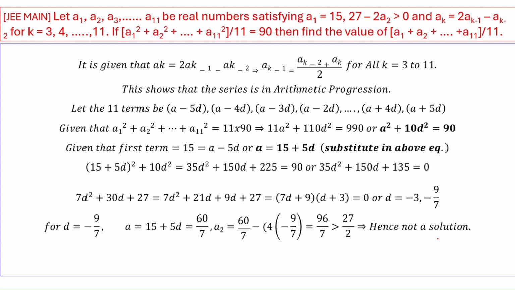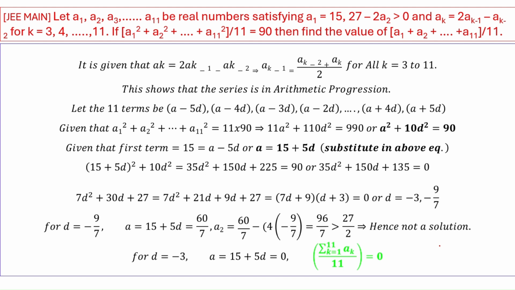For d = -3, a is 15 + 5d, which is equal to 0. So this is a possible solution. And then if I sum up, a is 0 basically, d is -3. If I sum up all the 11 terms and divide it by 11, what I will get is 0.